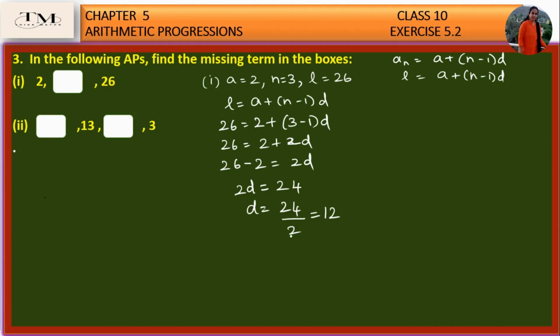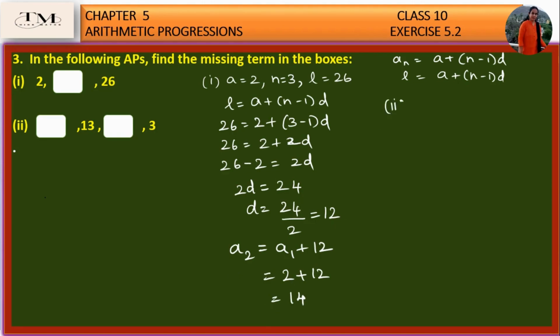When the difference is 12, we have to find the second term. So the second term a2 is equal to the first term plus the common difference 12. What is the first term? The first term is 2, plus 12, which is equal to 14. So a2 is equal to 14.